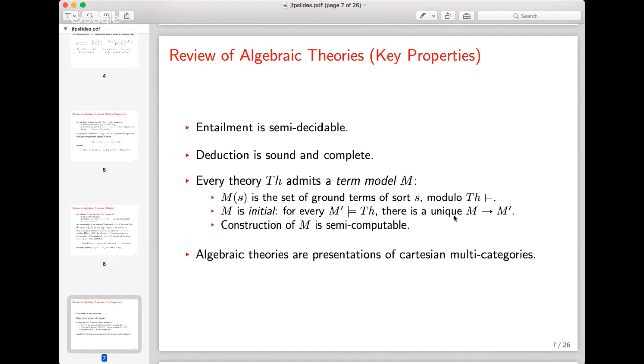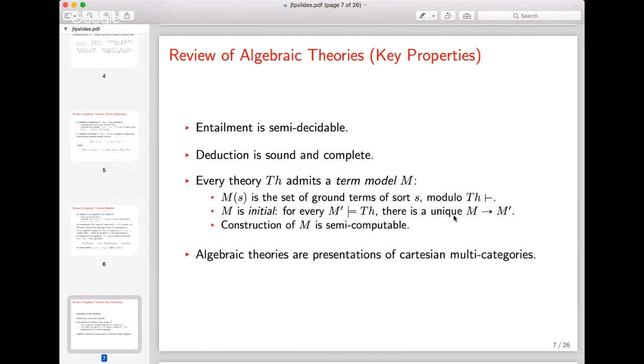And deduction is sound and complete. That means that if we have a theory and two terms are provably equal in it, then for every model of that theory, the two terms will denote the same element. So we can use provable equality as sort of a stand-in for equality in all of the models, which is an extremely useful theorem.